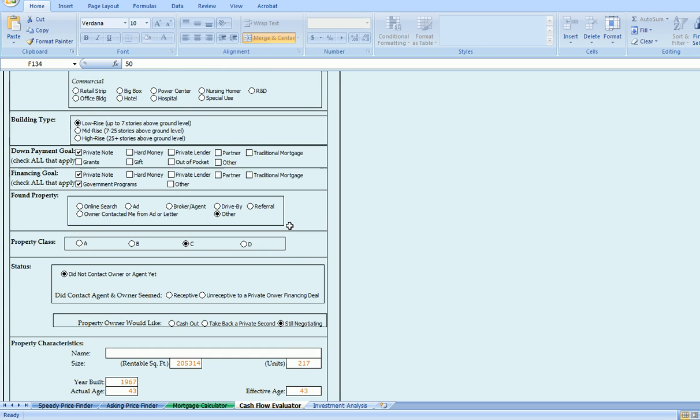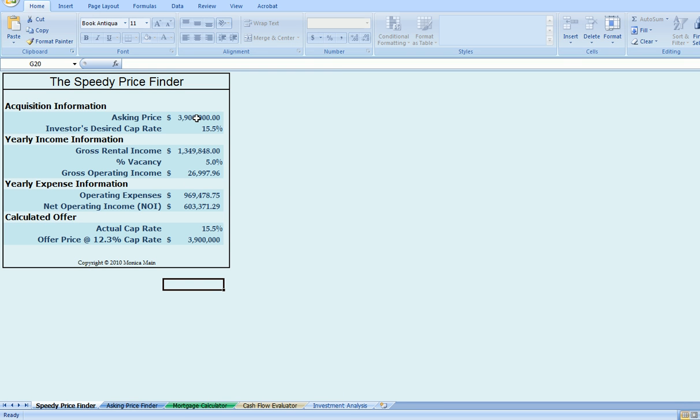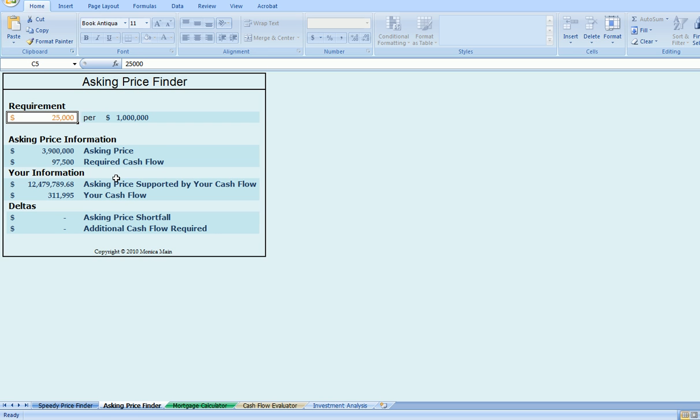So let's take a look at the tabs at the bottom. We have the cash flow evaluator right here, which is the 4th tab in. You have the Speedy price finder, which is basically a summary of the entire deal. What we have here is the $25,000 per million asking price. That's the basic cash flow that I'd like to see in a property deal, $25,000 per $1 million in asking price. So since the asking price is $3.9 million, you want a little under $100,000 in annual cash flow for this deal. So this is the actual price, this $12 million, which would support the cash flow.